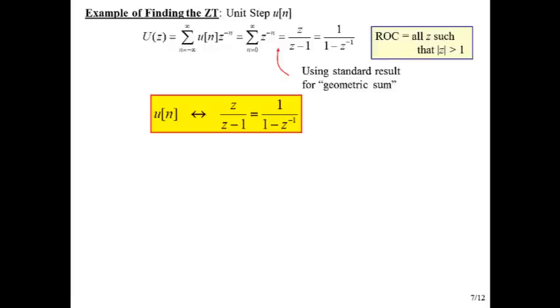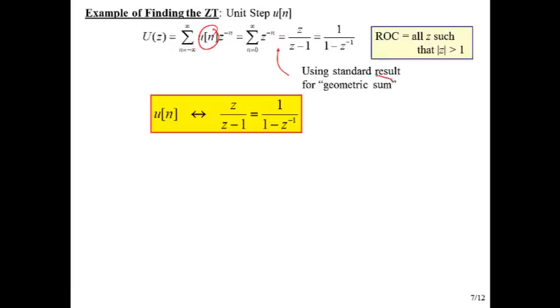Okay, so let's find another z transform here. So now this is a unit step function, so we put in u of n here, still showing explicitly all the terms, but we know that u of n is equal to 0 for values of n less than 0, so we can truncate our sum to start at 0, and from 0 to infinity u of n is equal to 1, so we don't need to actually even put anything in there.